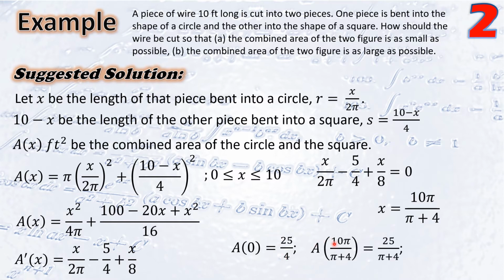Next, A of 10 pi over pi plus 4, substituting 10 pi over pi plus 4 for x in the function, we have A is equal to 25 over pi plus 4. Lastly, we have A of 10, substitute x is equal to 10 into the function A of x. We will get 25 over pi.